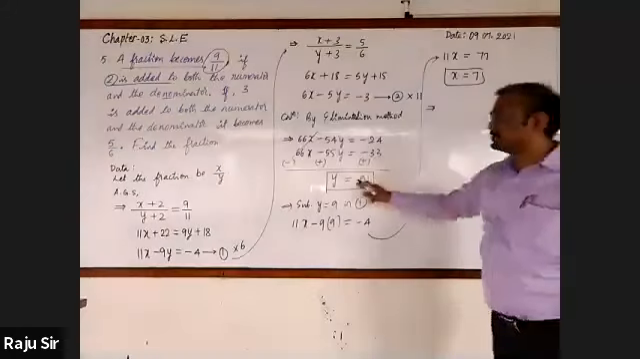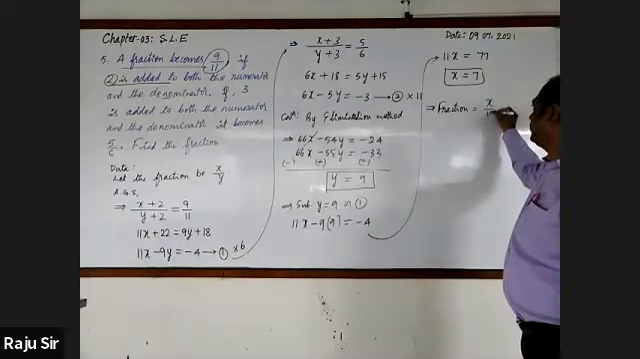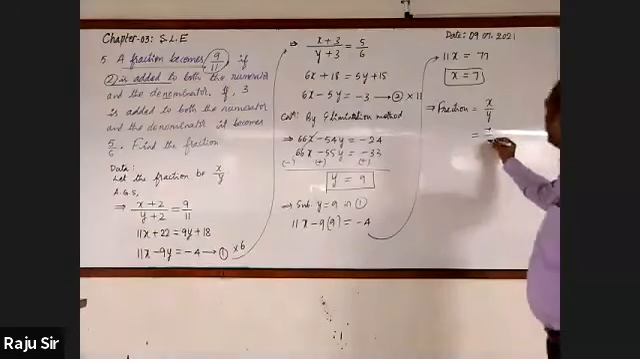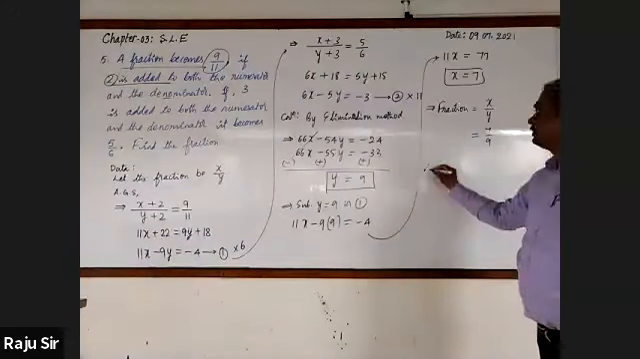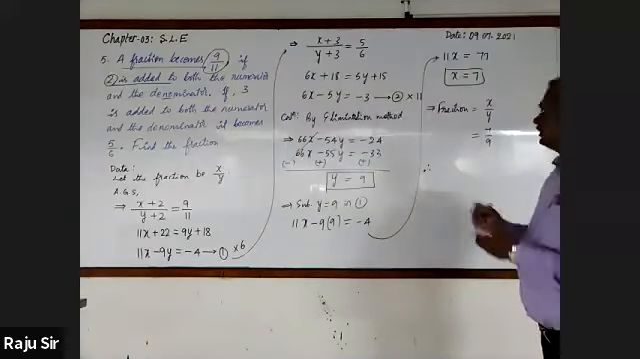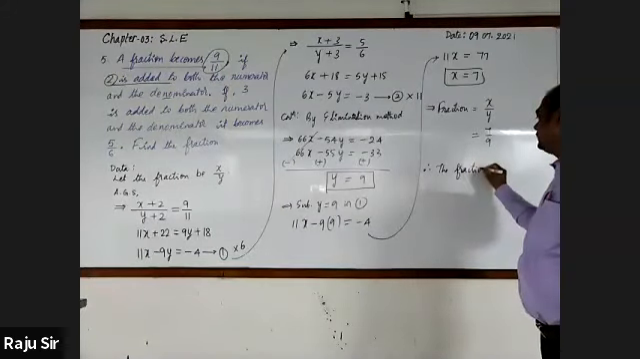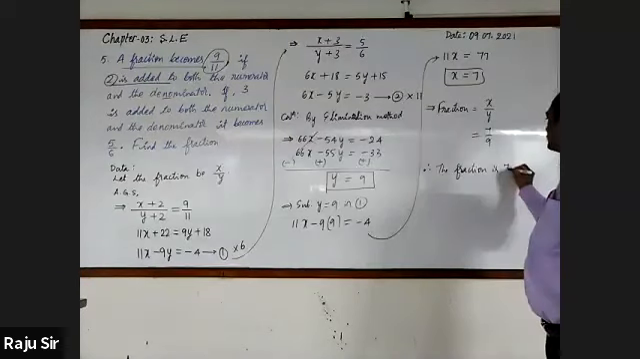Therefore the fraction will be 7 by 9. The fraction is equal to x by y, x is 7 and y is 9. Conclusion: therefore, the required fraction is 7 by 9.